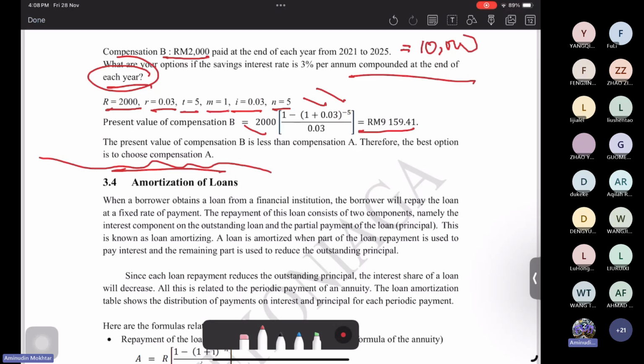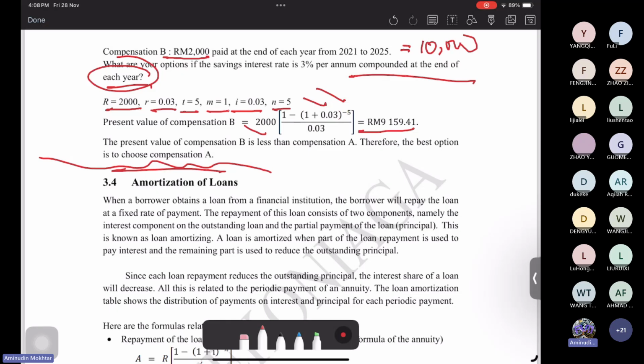The last part of this topic is about the application, how to apply this concept of future value of annuity and present value of annuity in a loan, especially in Malaysia. This concept is applied in the housing loan.